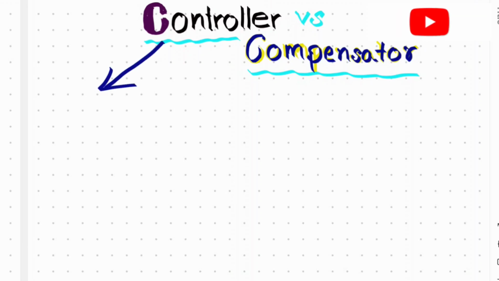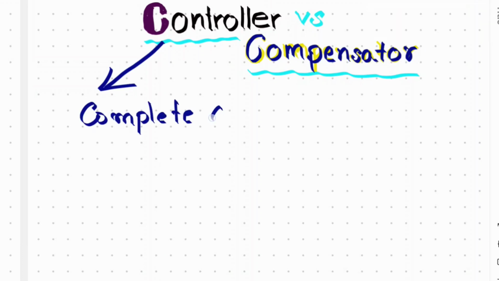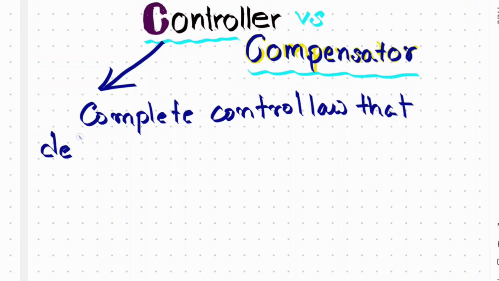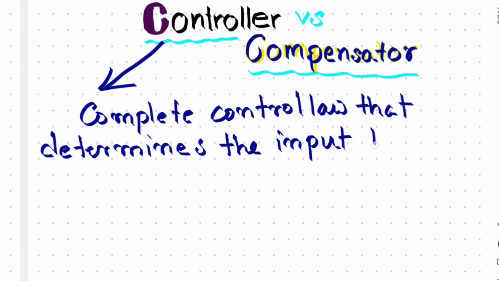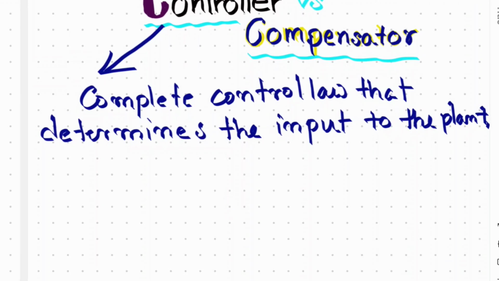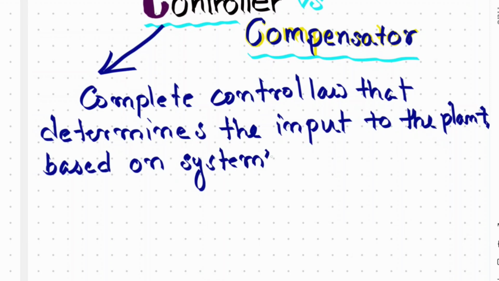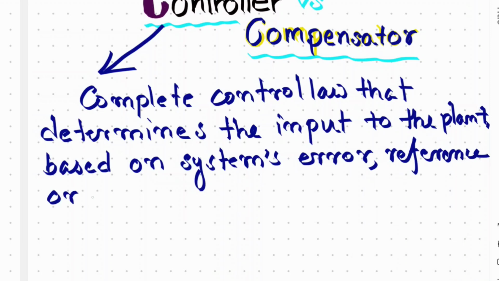Technically, we can say a controller is a complete control law that determines the input to the plant based on the system error, reference or state. So this is the technical definition of a controller.